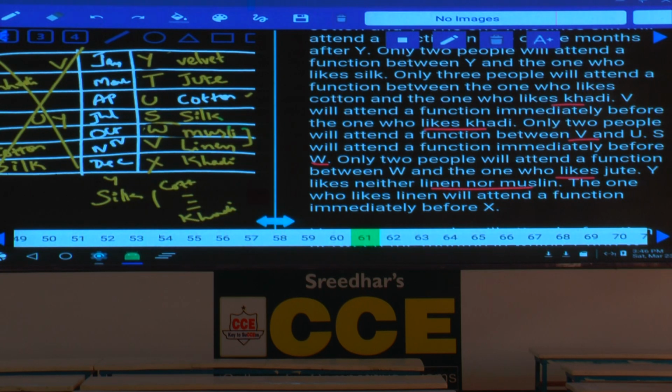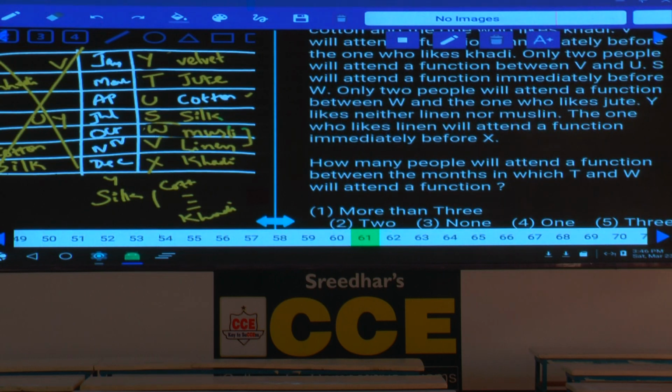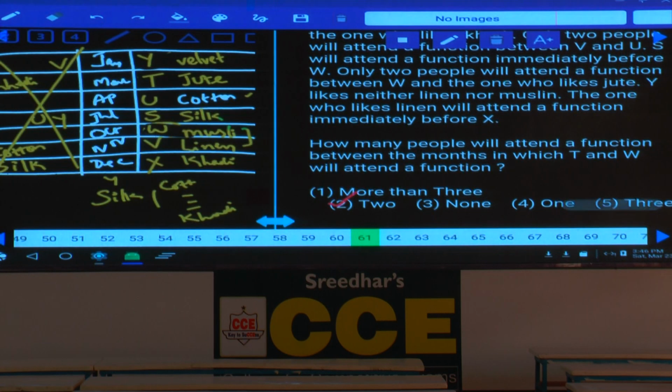Now, this is about question numbers 96 to 100. How many people will attend a function between the months in which T and W attend? Between T and W, tell me how many people are there. There are 2 people, and there are 2 people between these 2. That is given in choice 2.